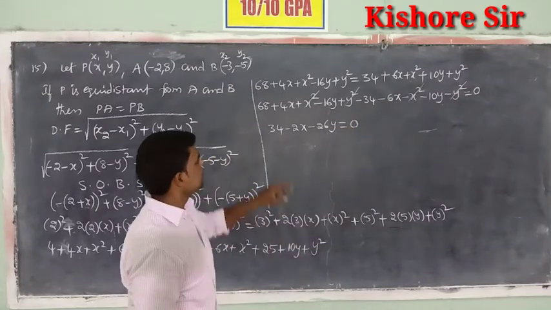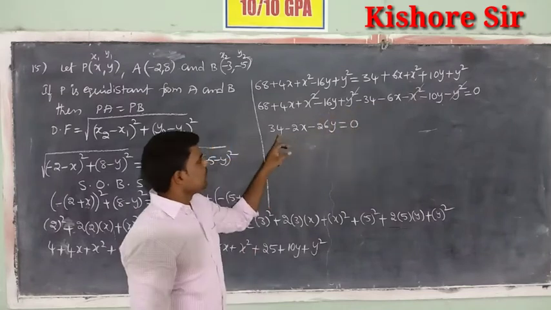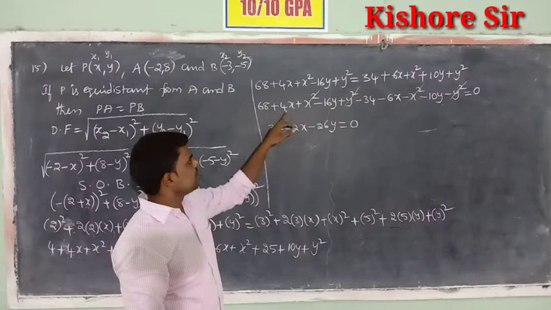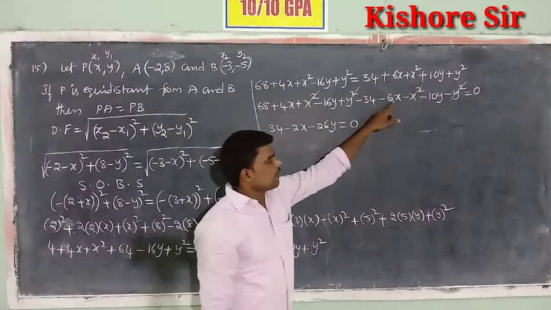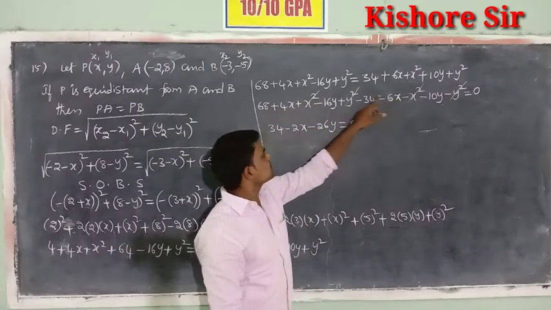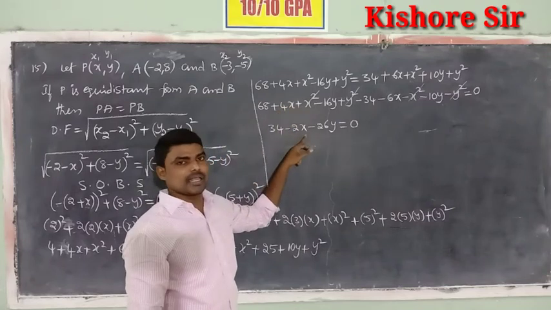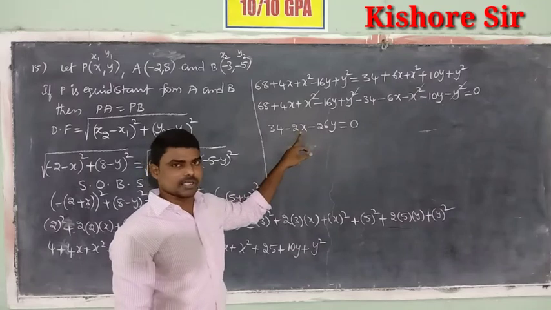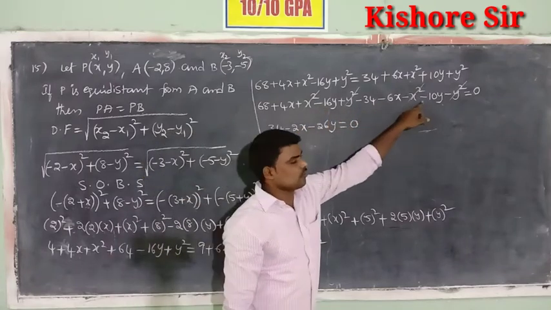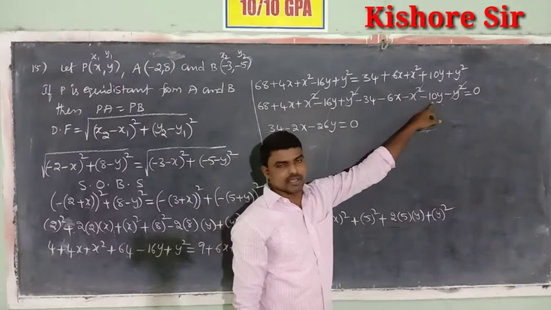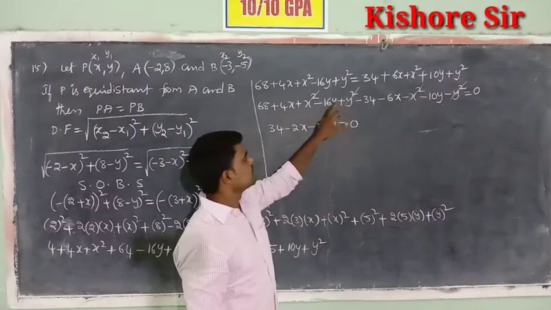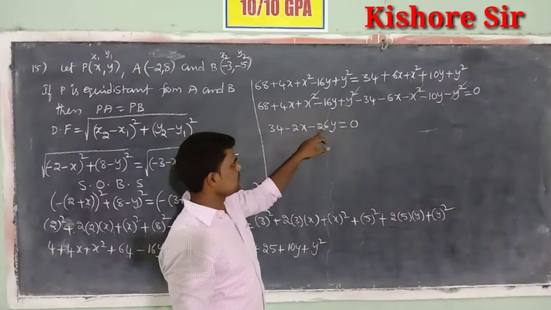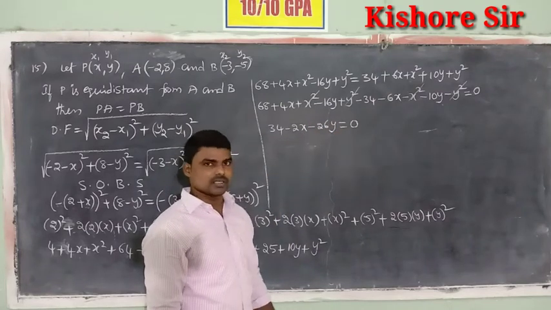Okay, see once again, 68 minus 34 is plus 34 because the big number has a plus symbol. Here plus 4x minus 6x, minus 6 plus 4, that is minus 2x. The big value has minus, that's why the result is minus 2x. See here, both are negative: minus 16 minus 10, we can add these two values. 16 plus 10 is 26. Both are minus, so minus 26y is equal to 0.